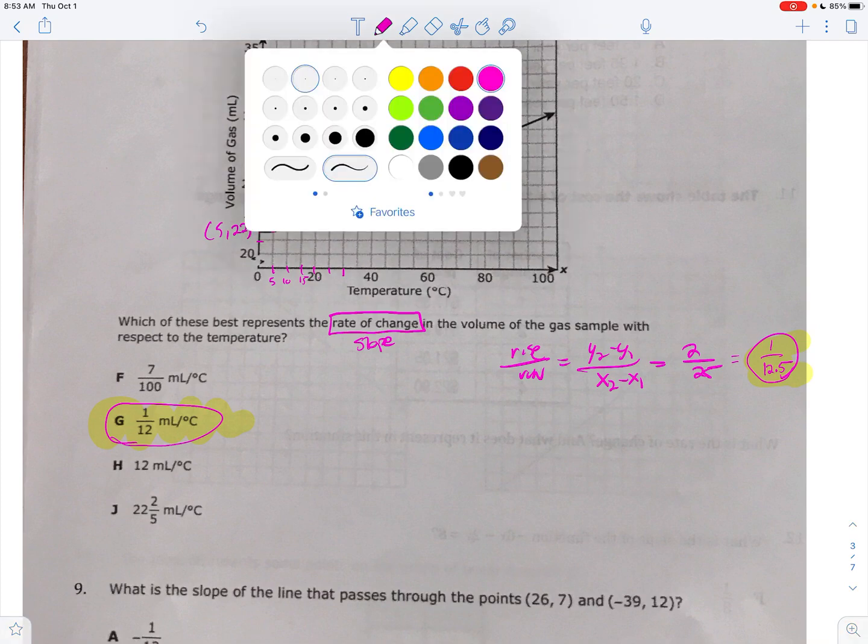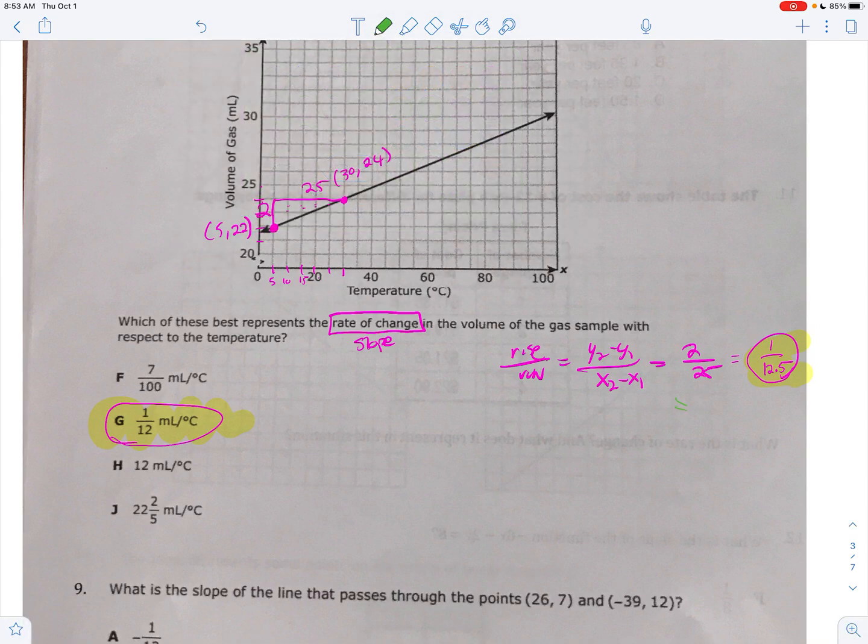Remember how I come up with that? Change this to a decimal and tell me what you get. And then change this to a decimal and tell me what you get. Okay?